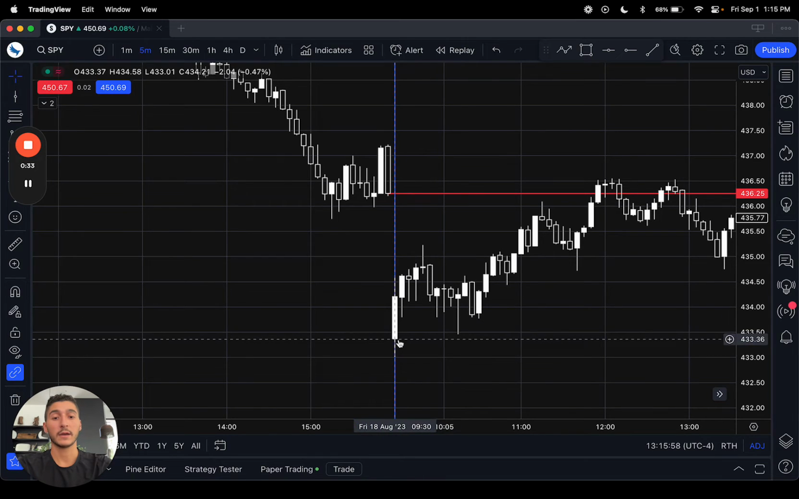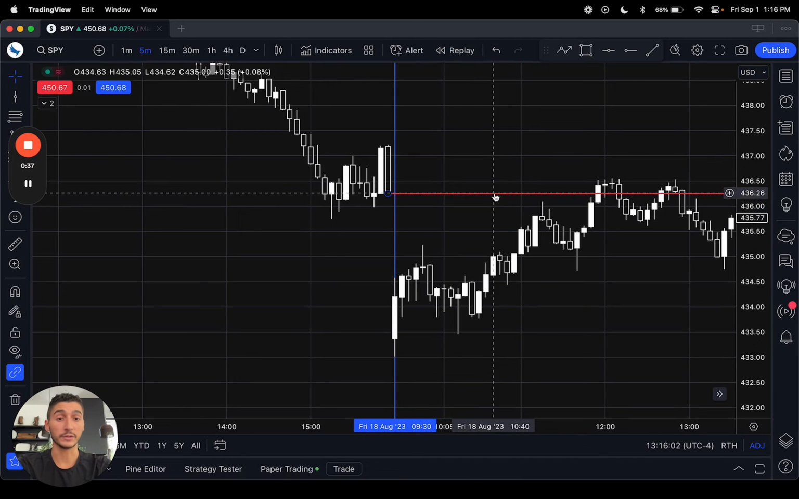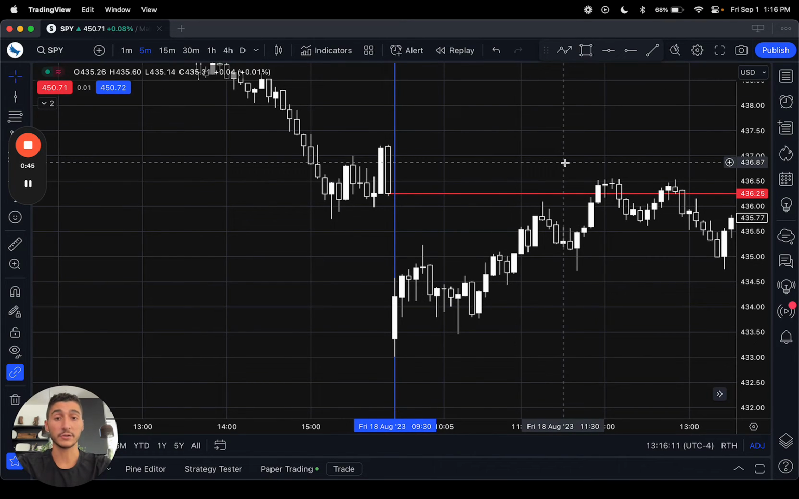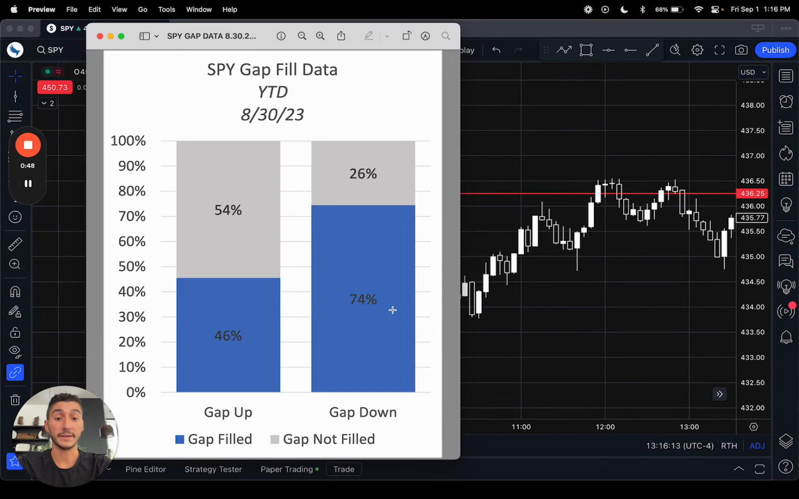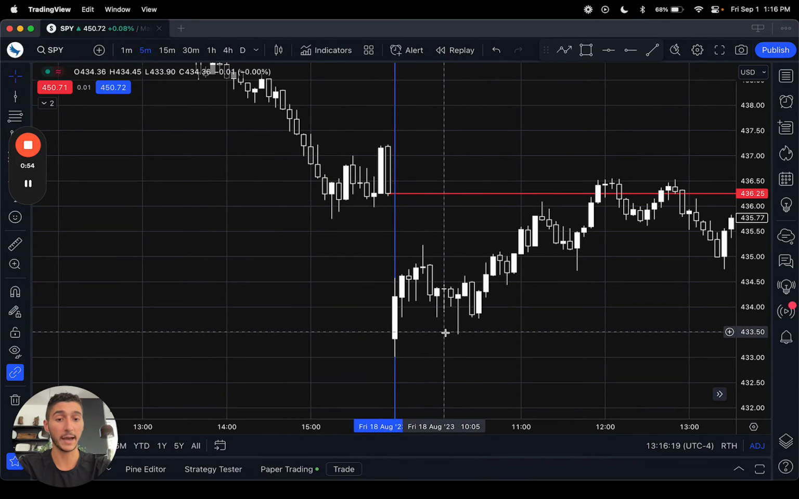Well, on days where it gaps down, generally it will touch the previous day's closing price, this red line here. Actually, we're looking at SPY right now. With SPY this year in 2023, the gaps down get filled 74% of the time. So 74% of the time, if you buy on a gap down and you're long, you're gonna make money, at least if you're targeting this red line, which is the previous day's closing price.